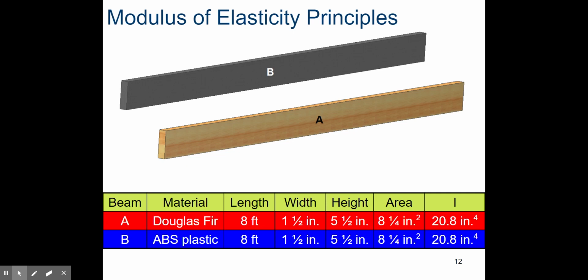Okay, we've got two planks here. A is Douglas fir, which is a type of tree. And the second one is ABS plastic. Basically, it's plastic lumber. Notice they both have the same width and height. They're both 2x6s. They both have the same cross-sectional area, and they both have the same I. You learned how to calculate I, which is the moment of inertia, in the last lesson.